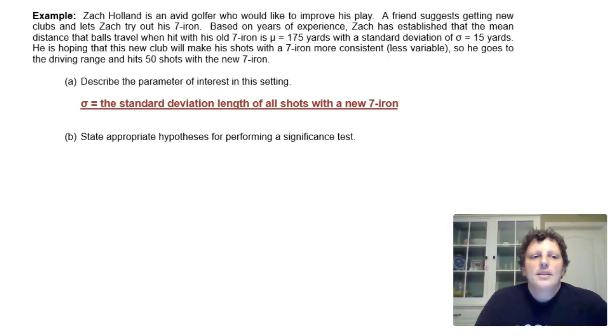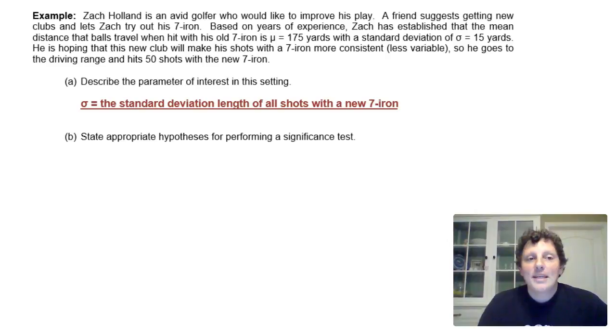A friend suggests getting a new club or new clubs and lets Zach try out his 7-iron. Based on years of experience, Zach has established the mean distance that balls travel when hit with his old 7-iron. Which, I think this is what throws me off about this problem, because it's not a real world problem, it's a made up problem. What golfer is going to keep these kinds of records on exactly how far he's been able to hit the golf ball?